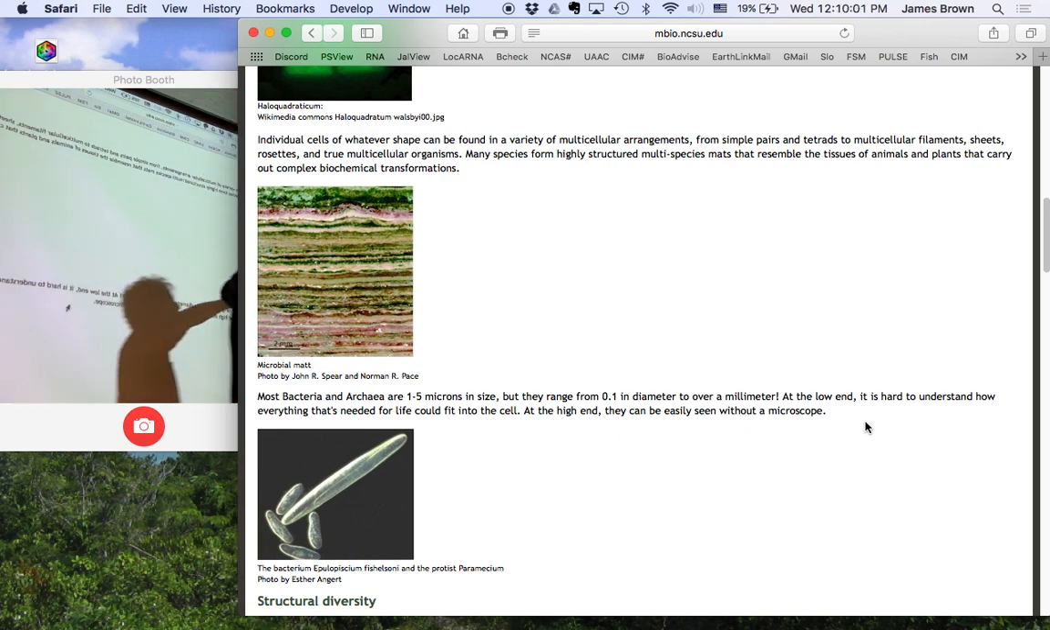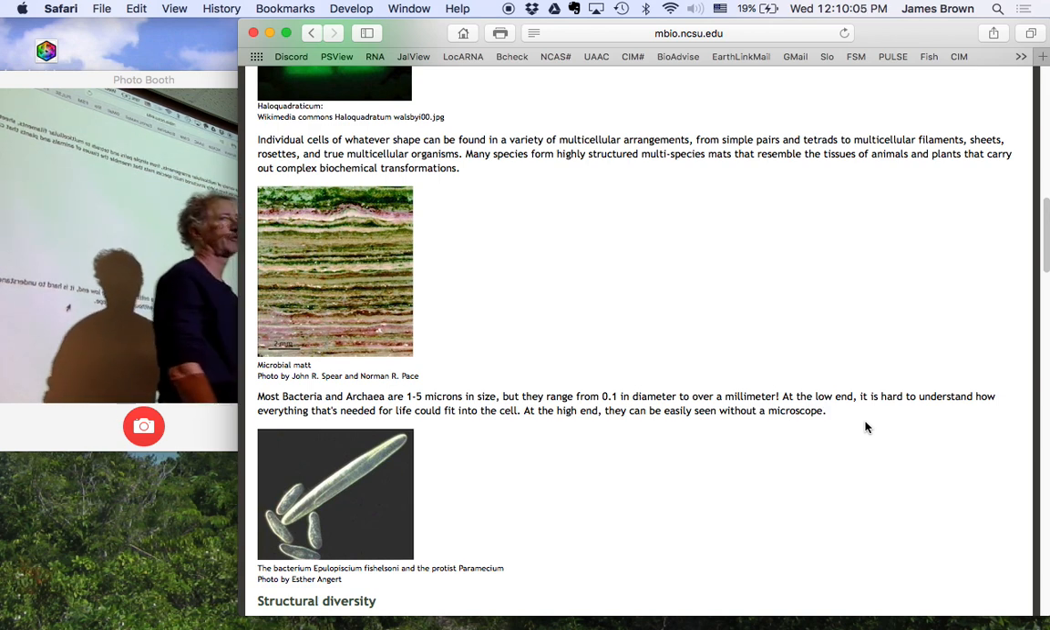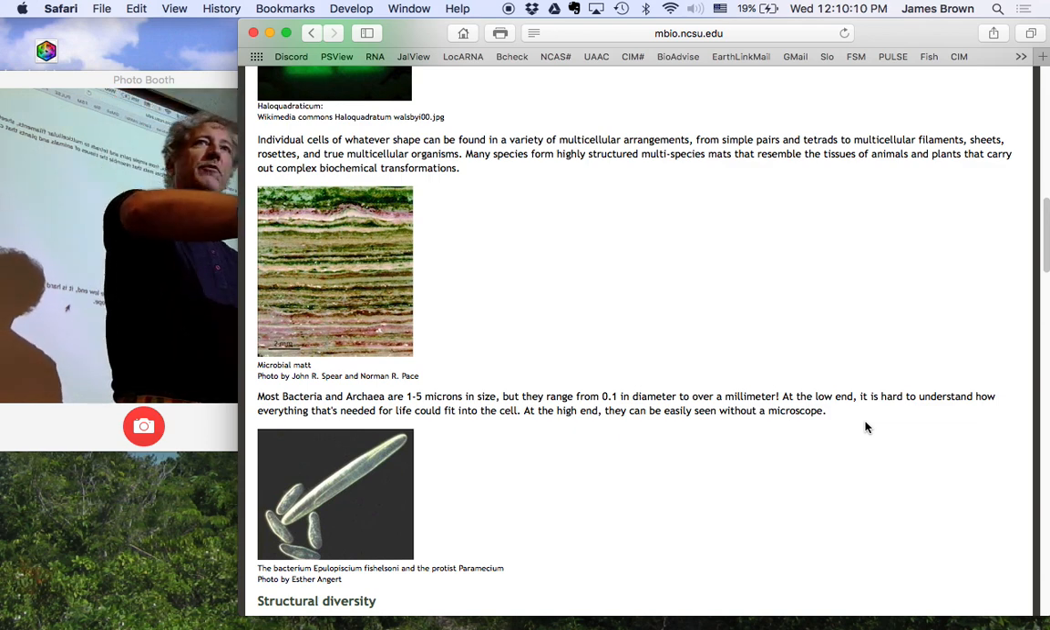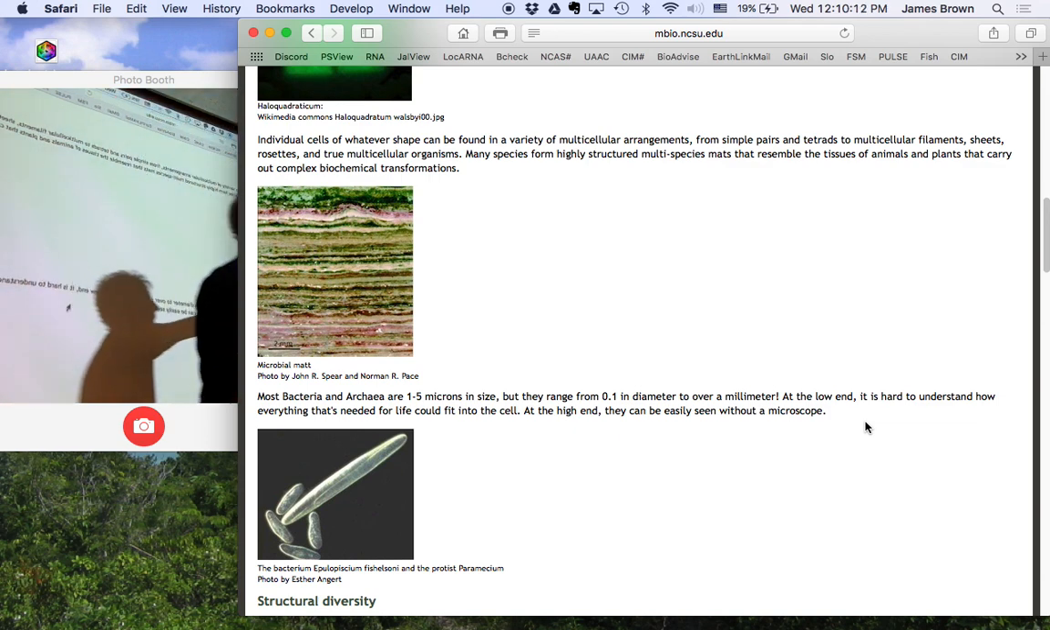This is a film. This is a biomat. This actually is from a salt turn in Mexico, where they've taken just a core through this microbial mat. And then here's a picture of it. This is 2 millimeters right here. Look at the complexity of organisms in that.